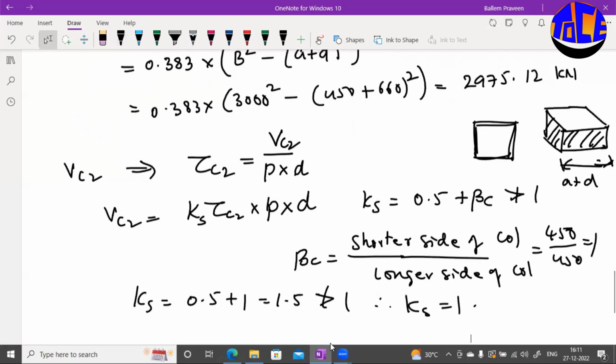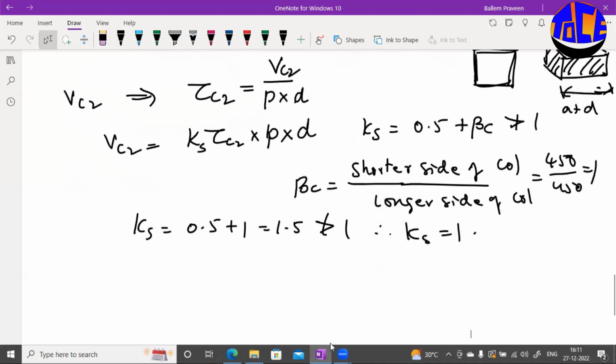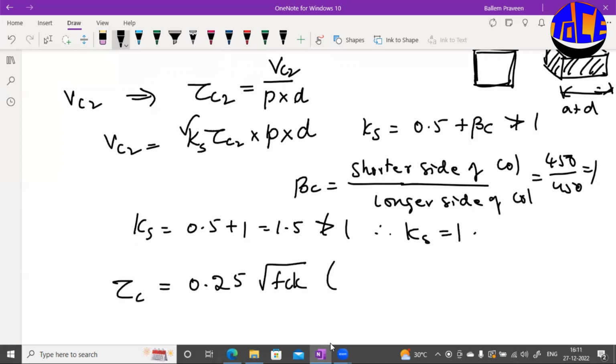Okay, and what else do we need to find? We got Ks and now tau C. You'll get tau C using the formula provided by IS 456, that is 0.25 into under root fck. This is for the limit state method, and we are using the limit state method. So it will be 0.25 under root fck, and fck is 20, right? So it will be around 1.118 kilonewton per mm square.